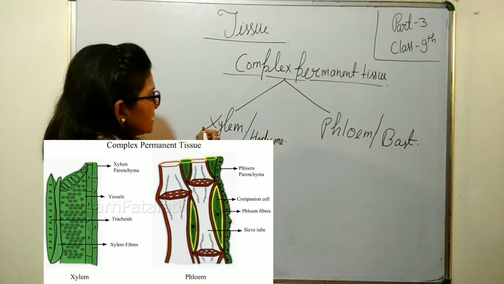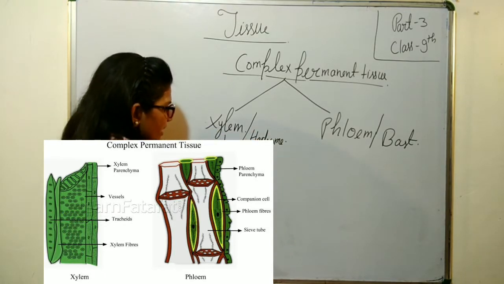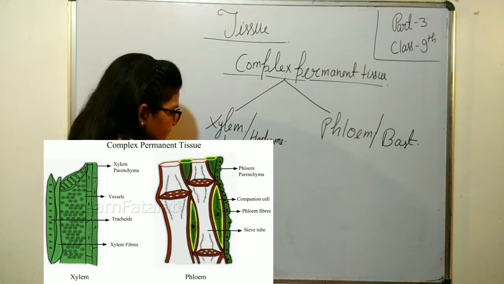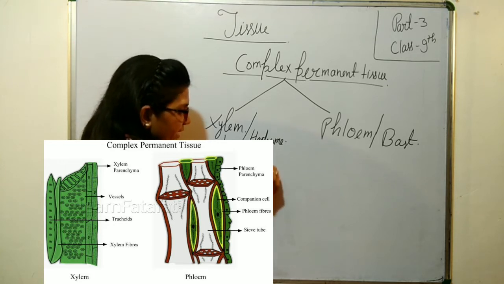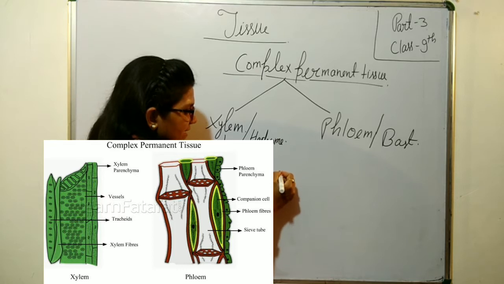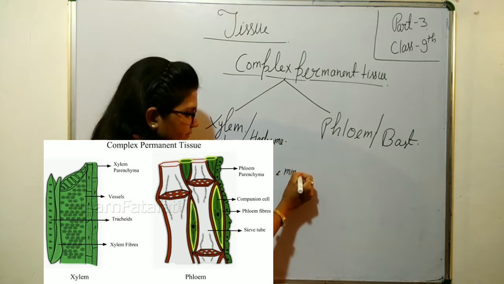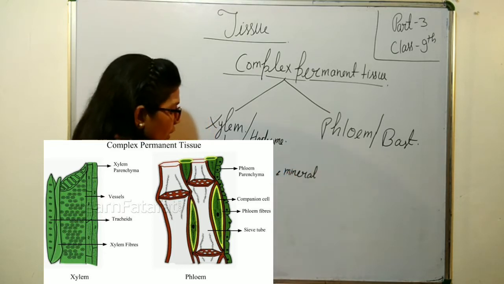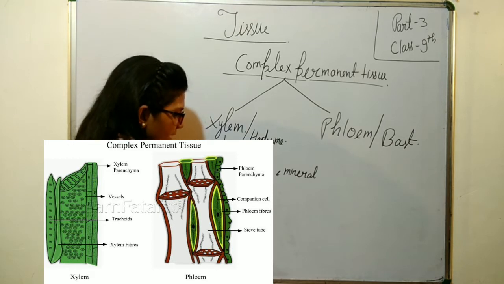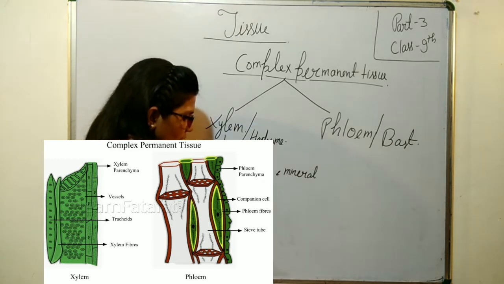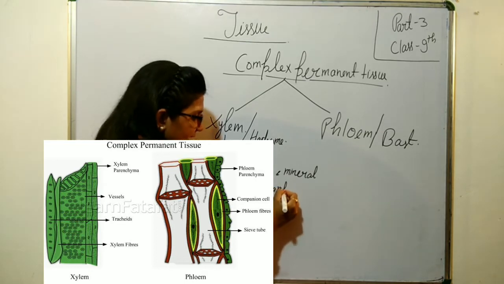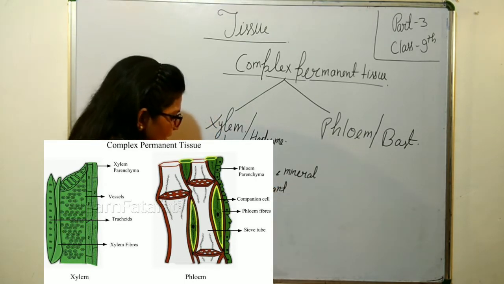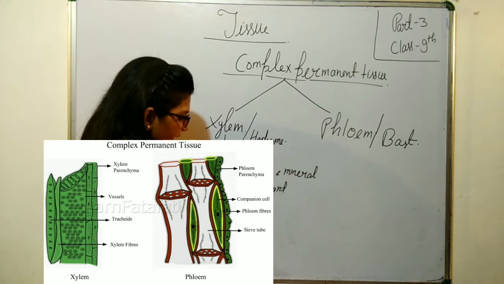So what is the xylem? Its main function is to conduct water as well as minerals, first of all, from the soil to the plant. And this conduction is always upward conduction.